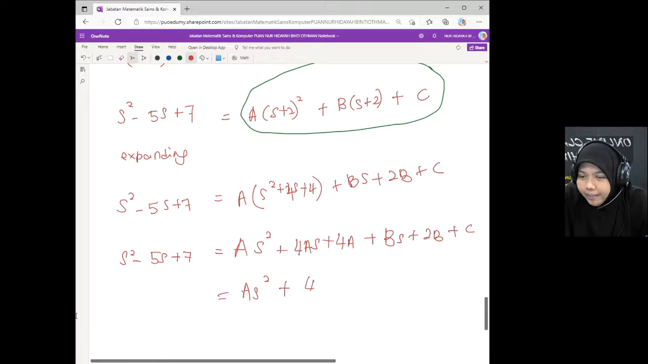Selepas s squared, kita kumpulkan apa saja s. Jadi 4a s, sorry, 4a s tambah bs, ini setempat. Kemudian tambah 4a tambah 2b tambah c. So kita tulis semula yang ini.